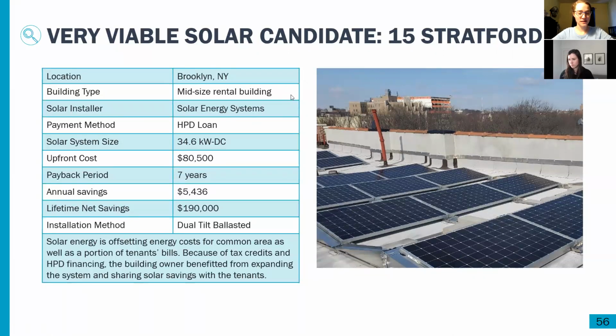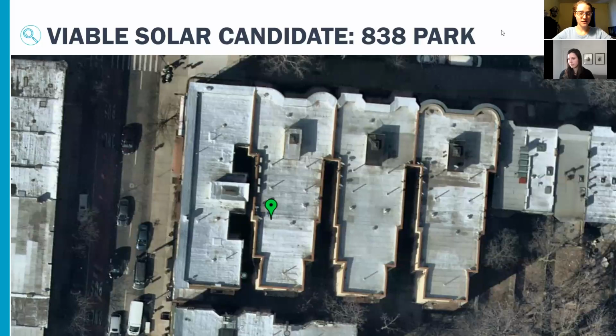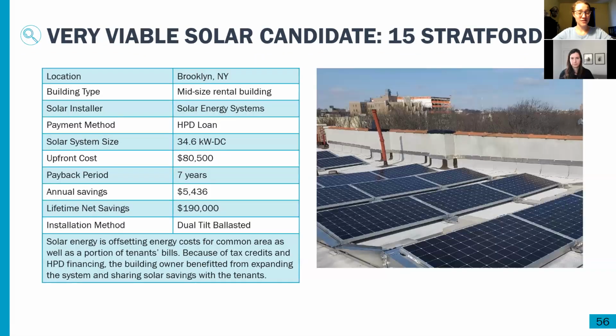So what they did was they installed a system that was double the size that they needed, and then allocated half of the credits to the tenants in the building to reduce their costs as well. And because of the incentives available, the building owner was actually better off financially because of the larger system, and also reducing the tenants' costs. So it was a win-win situation there. This was a mid-sized rental building. It was an HPD preservation project, and it worked out really well for everyone.